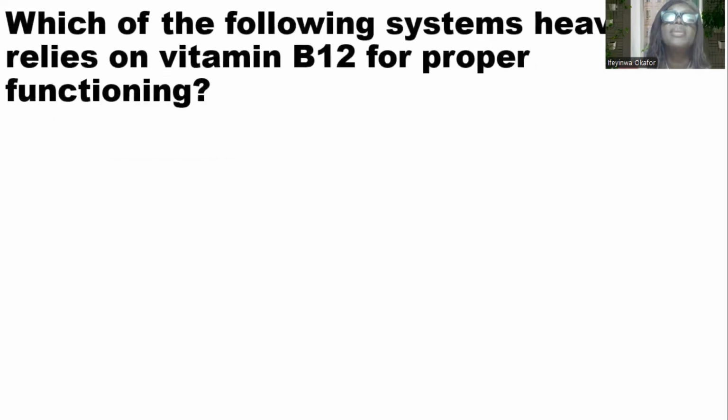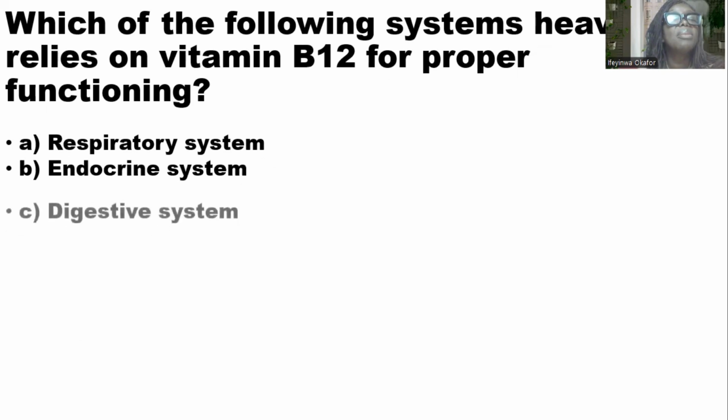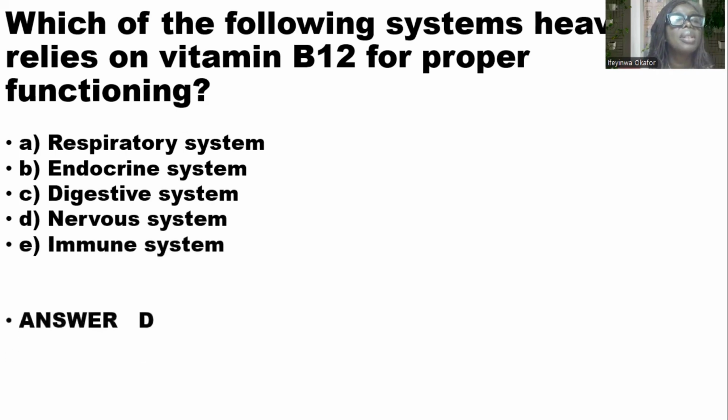Which of the following systems heavily relies on vitamin B12 for proper functioning? Respiratory system, endocrine system, digestive system, nervous system, immune system, and the answer is nervous system, D.